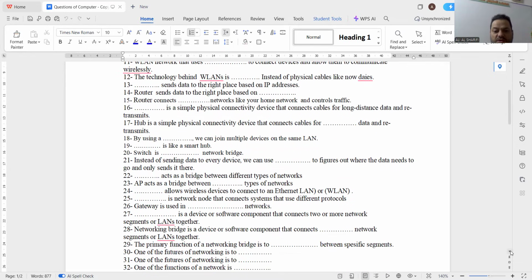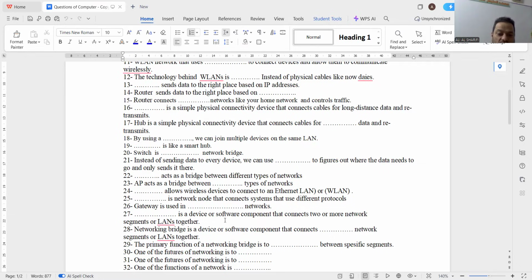It acts as a bridge between different types of network. What is this? It acts as a bridge between the types of network. Here something allows wireless devices to connect to an Ethernet LAN or WLAN. What is this? A network node that connects systems that use different protocols. What do we use between different protocols? Gateway is used in something networks. You should know it's related with gateway.